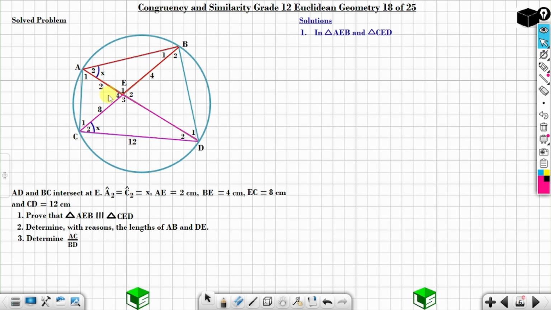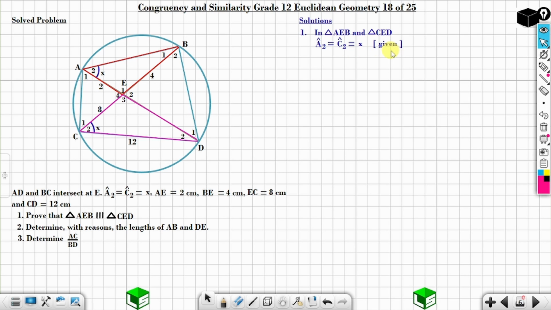CED. So these are the two triangles in which we are going to work. We are going to use the property angle, angle, angle for similarity. We have to prove that 3 angles in one triangle are equal to the 3 angles in another triangle. You can see angle A2 is equal to angle C2 in another triangle because they are all equal to x. Okay, so this is given.